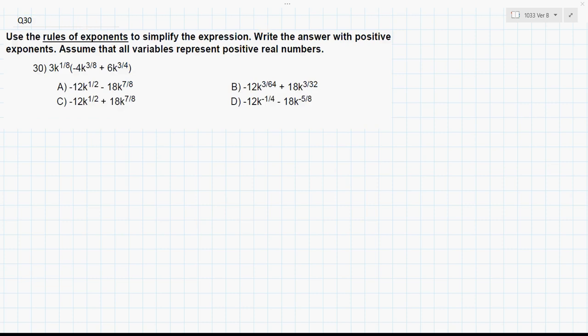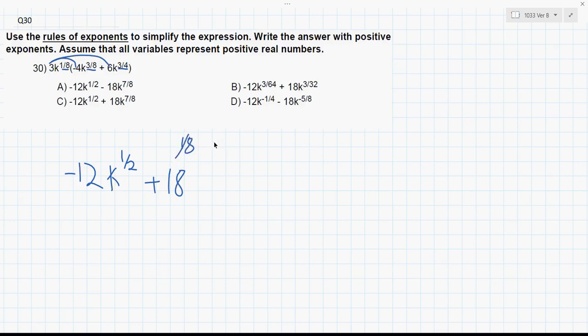So in this question, we're just going to be doing distribution. So that means our coefficients will have to multiply by each other, but our exponents will just add to each other. So we'll have to change them to fractions to be able to add to each other. So 3 times negative 4 is going to be a negative 12k, and then you're looking at a 1/8, 3/8, so that's going to be 4/8, which if you simplify 4/8, you'll get 1/2, and then you will multiply 3 by 6, which will give you plus 18.